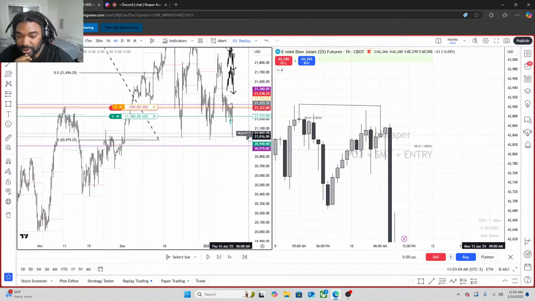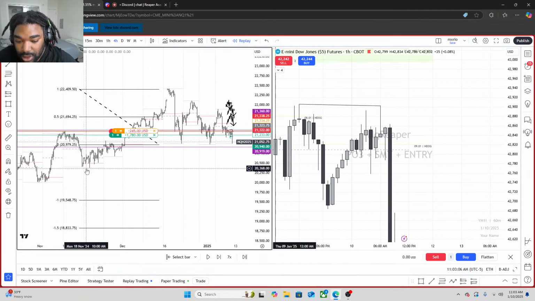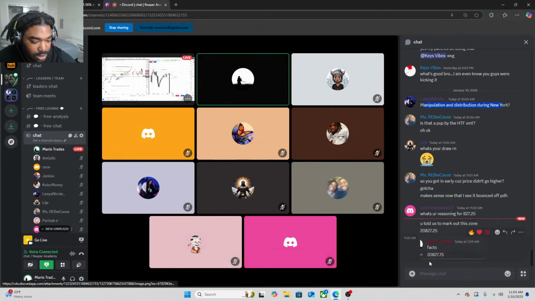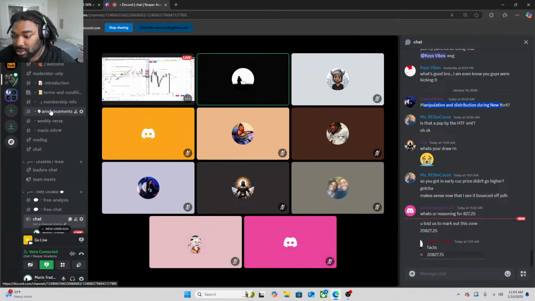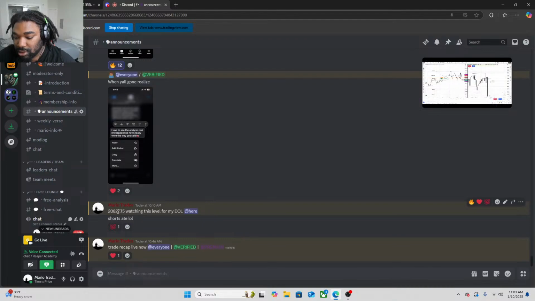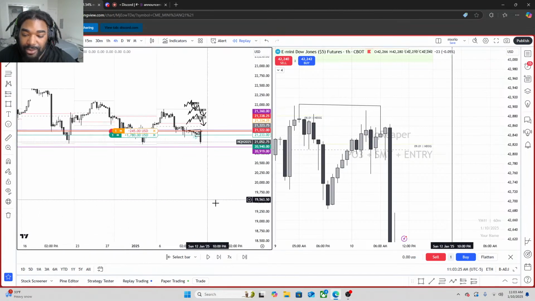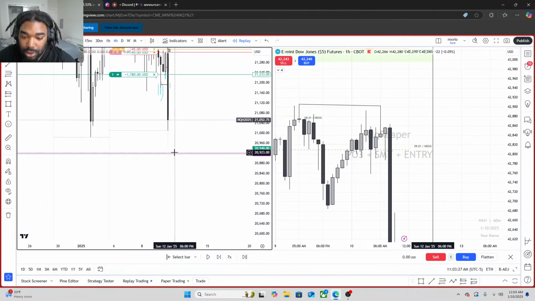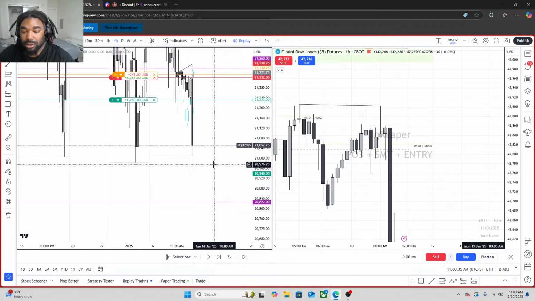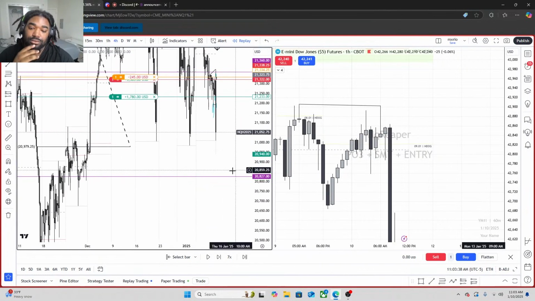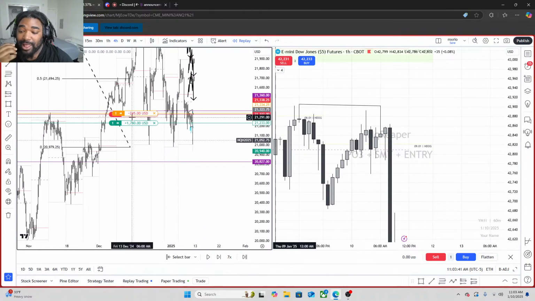The reason I said that is because I know it. Wait, right there. Hold on. 2008.27. Oh, that was my draw on liquidity. That's where I want the price to go, dropping-wise. Yeah, this is where I want price to go. Like my overall draw though.